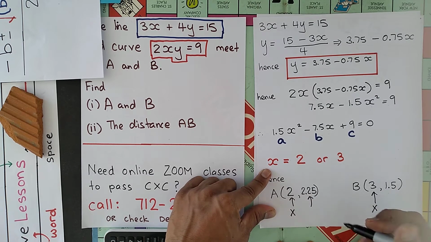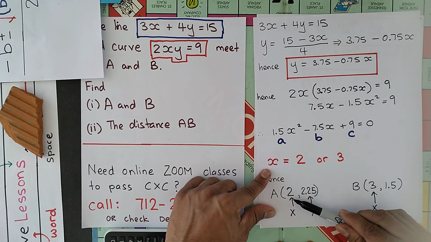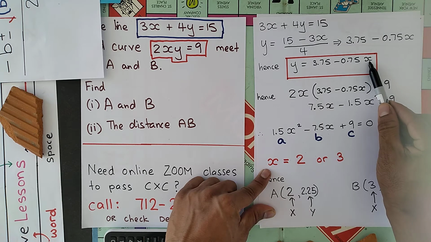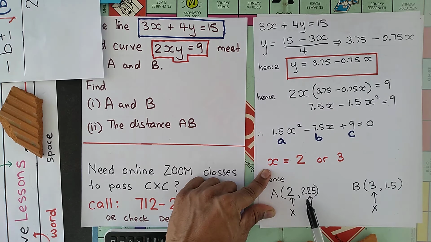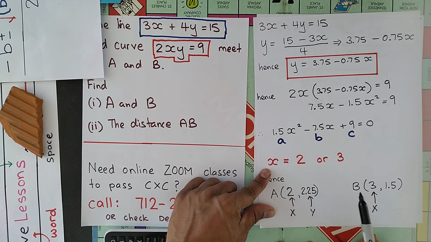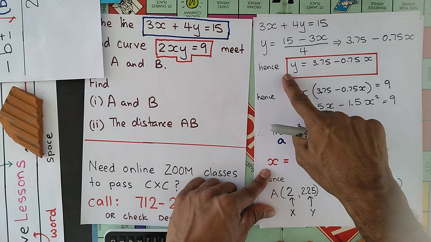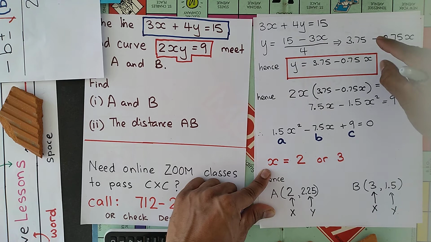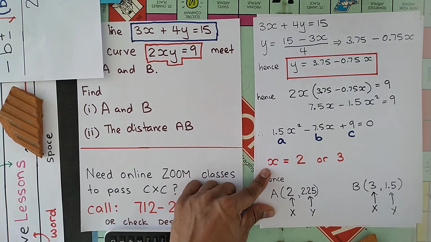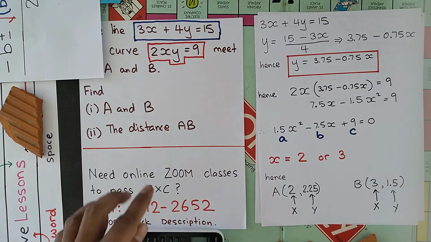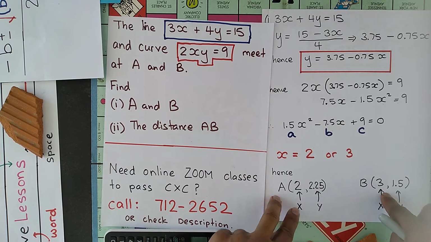How did I get these two numbers here? All we had to do was go back to this equation and pretend x is 2. So we replace this x with 2, 2 multiplied by 0.75, and we minus it from 3.75. And we got 2.25. Then to get this value of y here, all I had to do was go back to the same equation and replace x with 3. 3 multiplied by 0.75 and minus it from 3.75. And we would have gotten 1.5. So part 1 is finished. We have the coordinates of A and B.